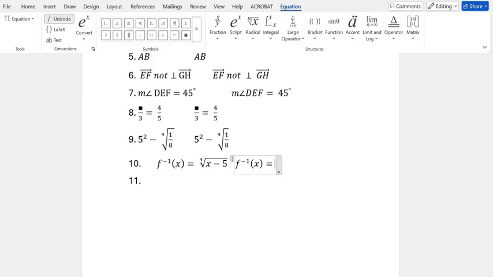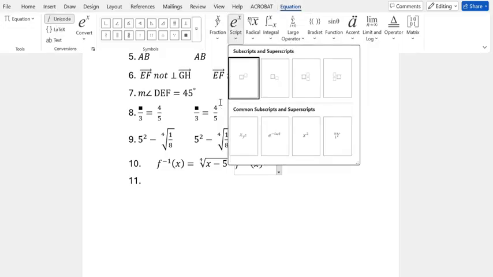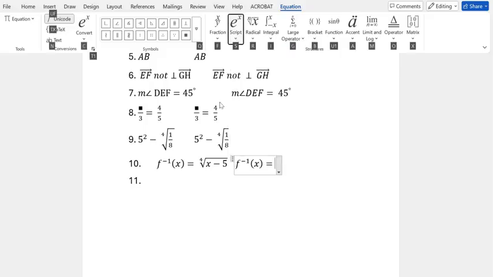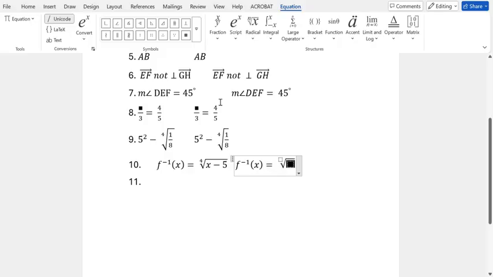Okay, now I need a radical sign with a degree. I think that's what it's called. So we're going to go Alt J, E, script, S. Subscripts and superscripts. No, I was wrong. I need the radical. Upper ribbon, structures, R. Radicals. I'm going to go back to the one I had before, radical with degree. That's what I need. Enter. End degree. 4. End root. X. Dash 5. Okay.